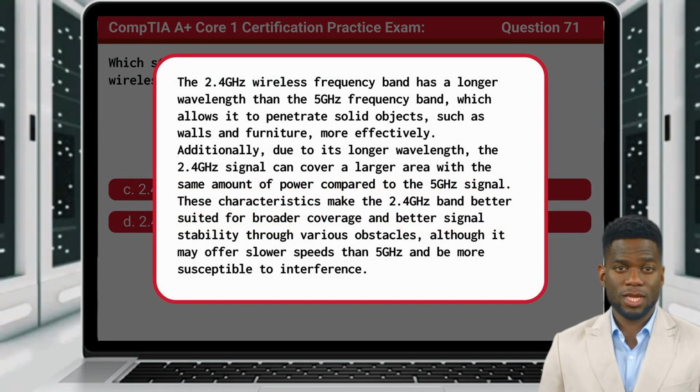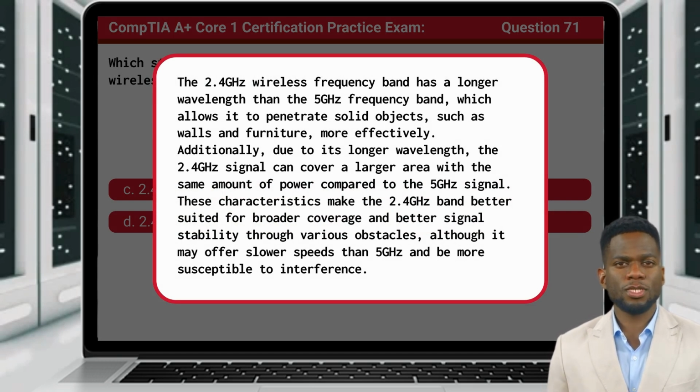The 2.4 GHz wireless frequency band has a longer wavelength than the 5 GHz frequency band, which allows it to penetrate solid objects, such as walls and furniture, more effectively. Additionally, due to its longer wavelength, the 2.4 GHz signal can cover a larger area with the same amount of power compared to the 5 GHz signal. These characteristics make the 2.4 GHz band better suited for broader coverage and better signal stability through various obstacles, although it may offer slower speeds than 5 GHz and be more susceptible to interference.